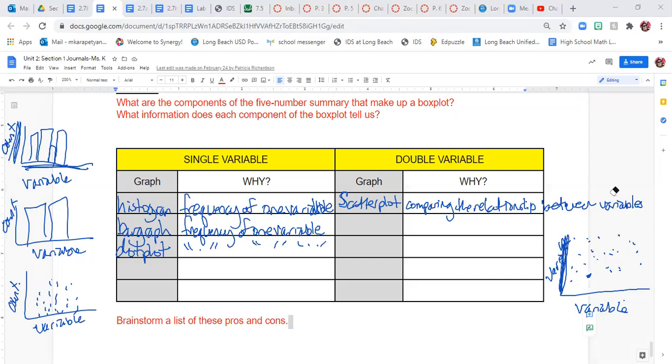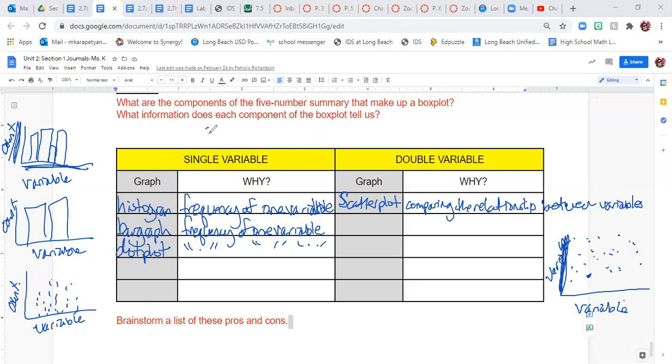Oh wait, who is that I was calling on earlier? Give me a second. Jade, thank you. Jade said that a box plot is a double variable because it compares from two or more groups. Jade, thank you for that, right?